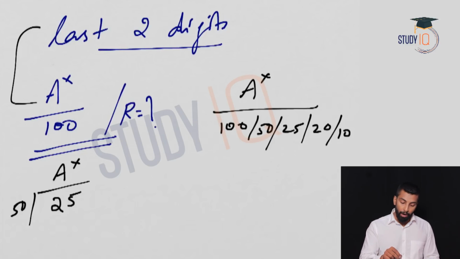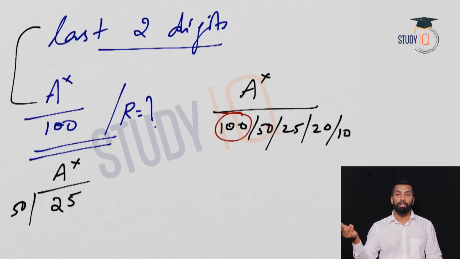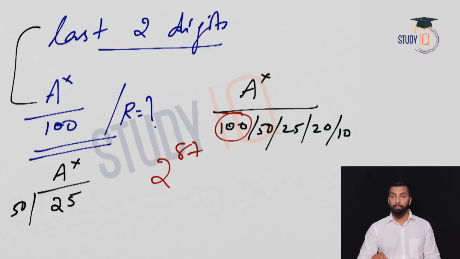Because the reason is all these are the factors of 100. So the last 2 digits and the divisibility of these numbers depends on the last 2 digits, right? See, if I give you a bigger number, 2 raised to 87 or something like that, what is the remainder when divided by 4?